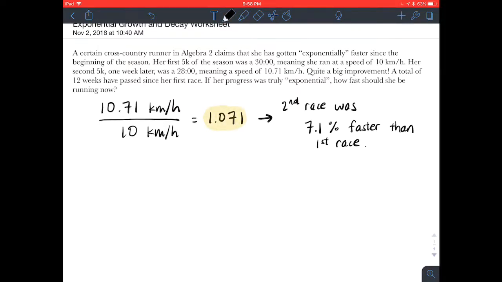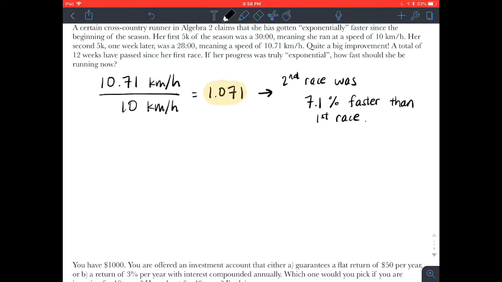So if her progress was truly exponential, she would keep up the same percentage rate of improvement across all of her future races. So from her second race to her third race, she would also get 7.1% faster. And from her third race to her fourth race, she would also get 7.1% faster. So this looks like a scenario for an exponential growth function.